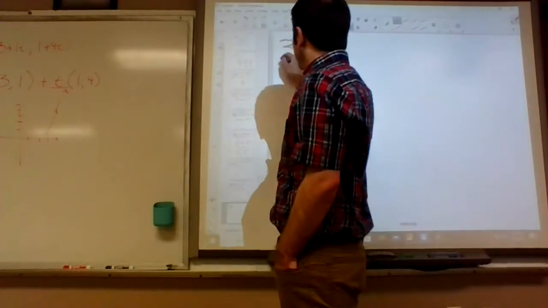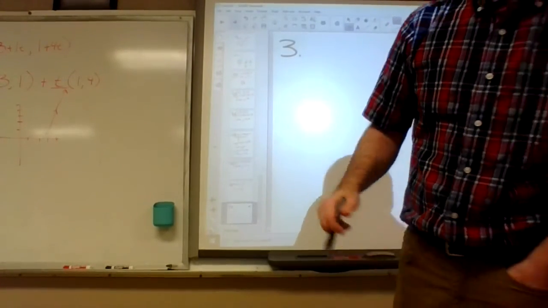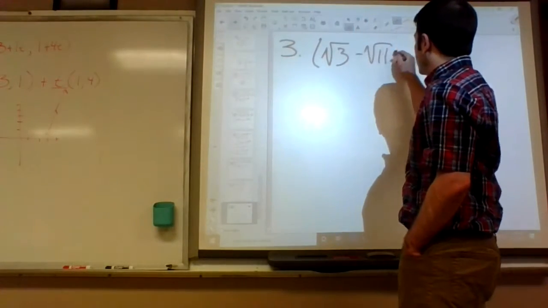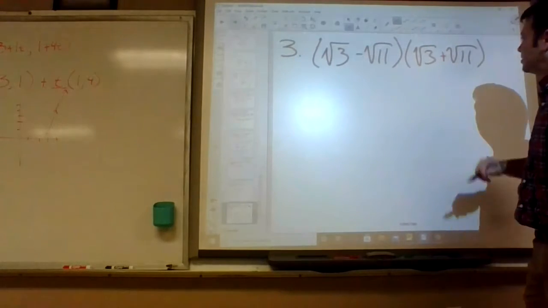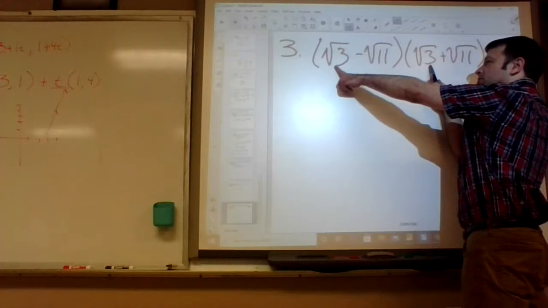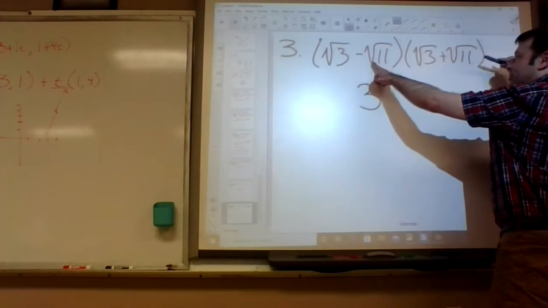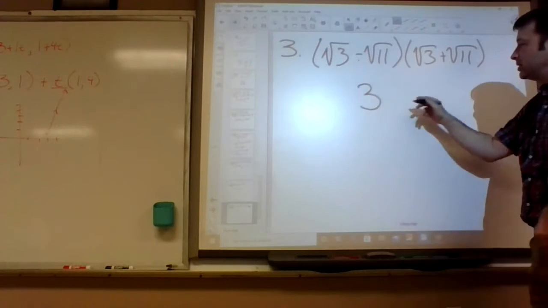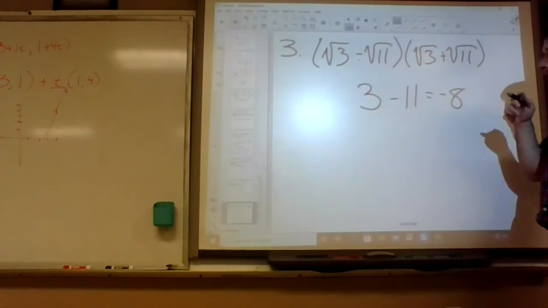Number 3. Is number 3 a conjugate? Yes, they are. All right, so what would the first be? Square root of 9. Square root of 9 is 3. What would the last be? Negative 11. What is 3 minus 11? Negative 8.